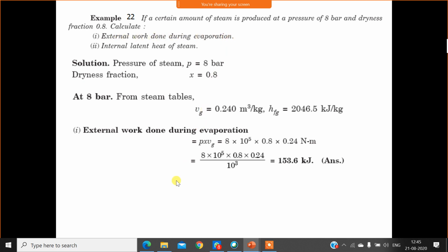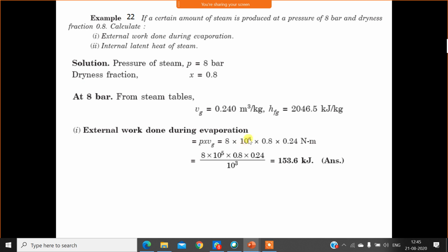And we know that work done is pressure into volume. We have seen in the first unit also, when the piston is displaced in the cylinder, the pressure and the volume displacement give the work done. In this case also, pressure into volume is the work done. Since the steam is wet, the specific volume will be x into vg. Therefore, the formula will be P x vg.